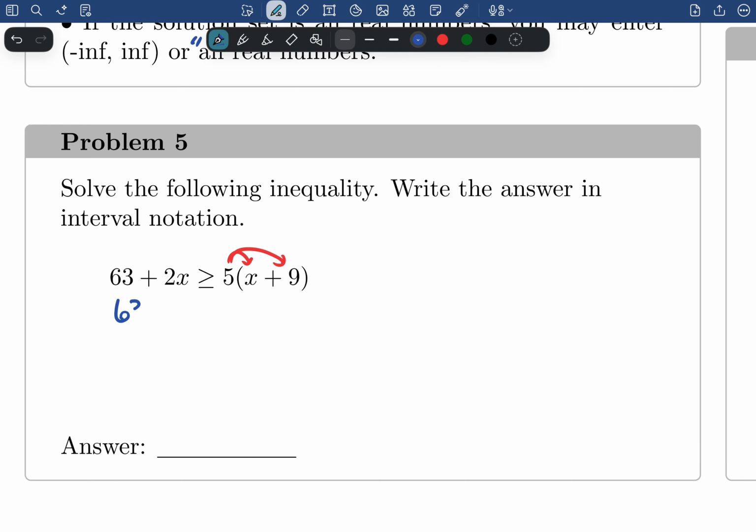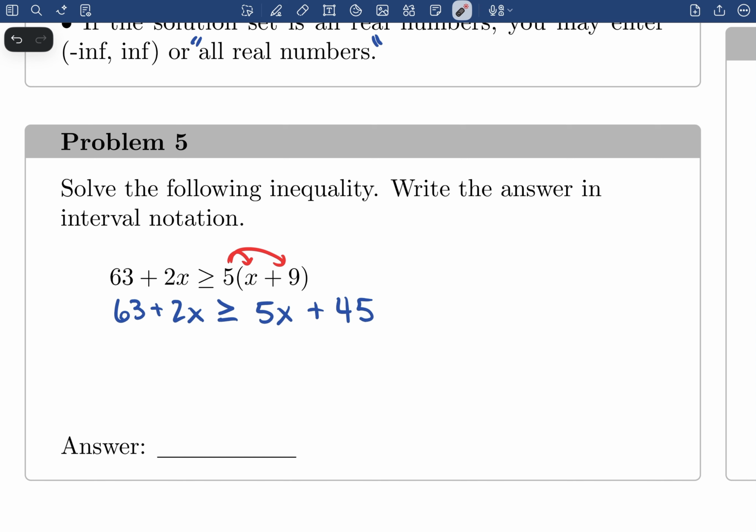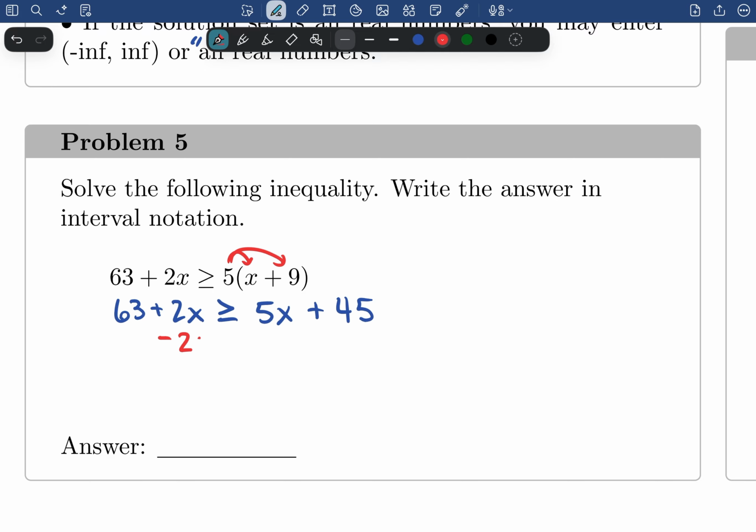Okay, and I'm going to rewrite this as 63 plus 2x is greater than or equal to 5x plus 45. This is a linear inequality that I want to move things around with. I could subtract 5x from right to left and subtract 63 from left to right, or you could do it vice versa. There are multiple pathways to take right now. So I'll do it by avoiding negativity. I'm going to subtract 2x from left to right, and then subtract 45 from right to left.